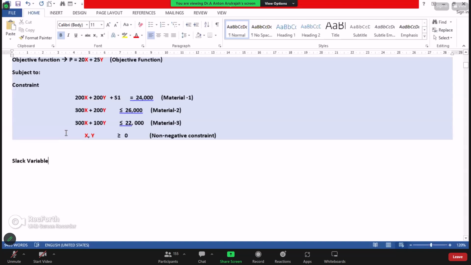Similarly, for the second one, 300x plus 200y, that is also not an equality, so we make it equal by adding S2. That is equal to 26,000. Okay.